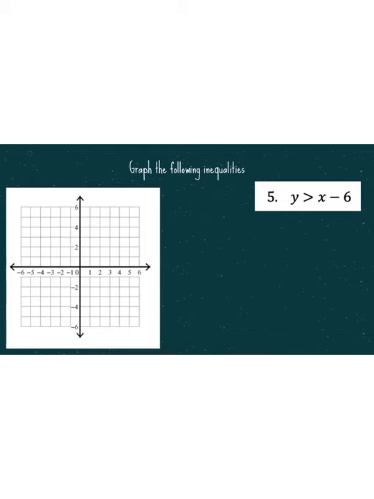Okay, this one says y is greater than, and I know it's greater than because when I'm looking, those alligator teeth are pointing to the y. The alligator wants to eat the bigger one. Y is greater than x minus 6.